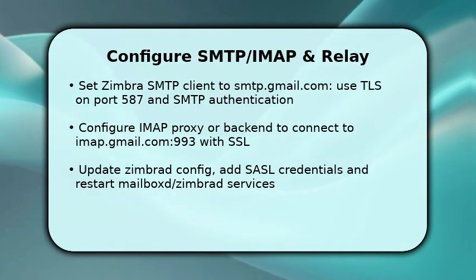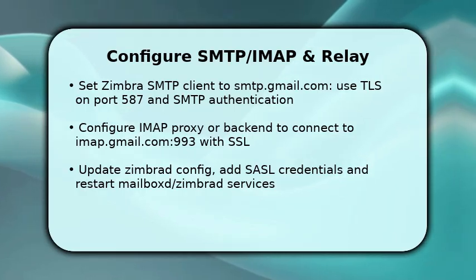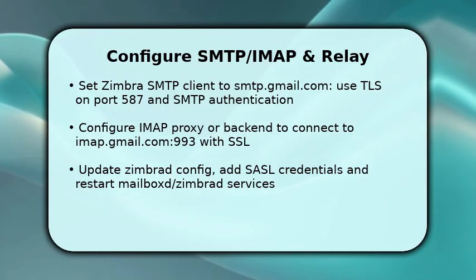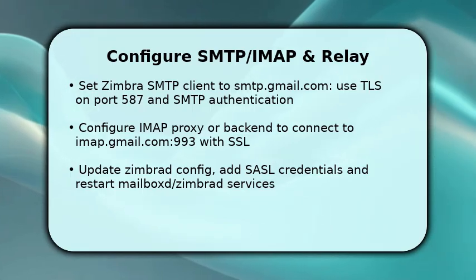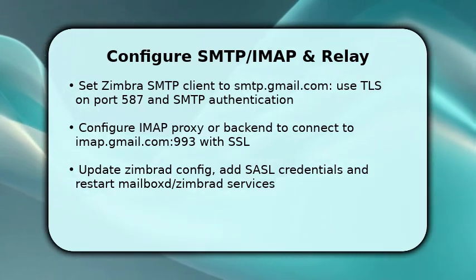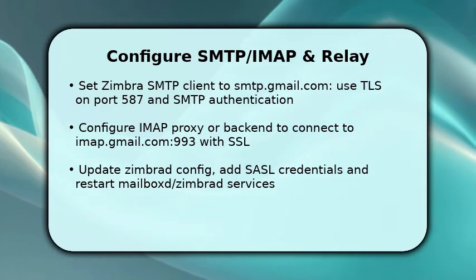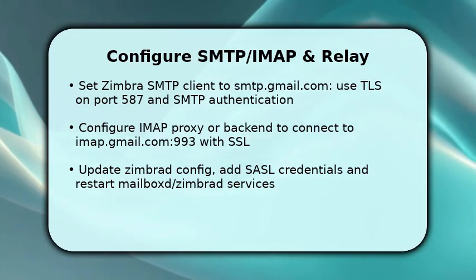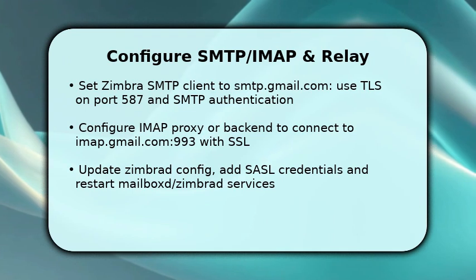Then configure IMAP to proxy or fetch from imap.gmail.com on port 993 with SSL, mapping folders as needed. Make sure to add credentials to Zimbra's zimbra_ldap or SSL password. Then restart mailboxd and zmmailboxdctl services.